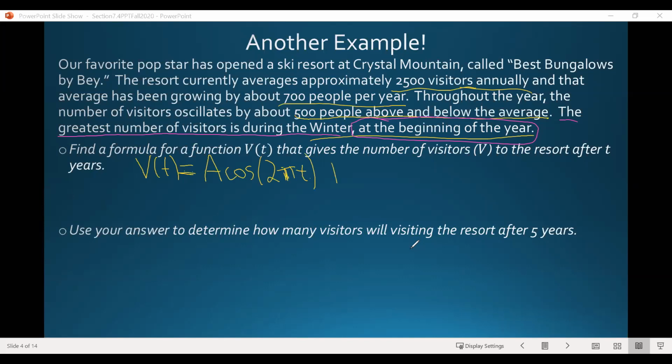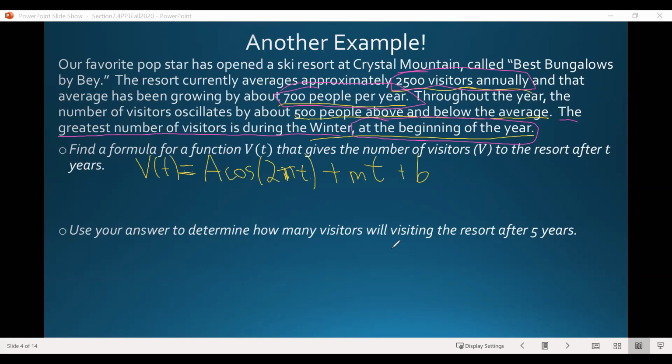Plus, and then we need to figure out what type of midline we're going to have here. Well, again, looking back at information given in the problem, we're told that there are 2,500 visitors annually, and that total has been growing by about 700 people per year. Notice in the previous example we looked at, there was a percentage given that we were growing by a year, but this time we're given an amount that we're growing by every year. Because it's an amount, that tells us this is going to be a linear midline, so that would be mt plus b. Anytime anything is growing by a certain amount or decreasing by a certain amount, that's a linear function.